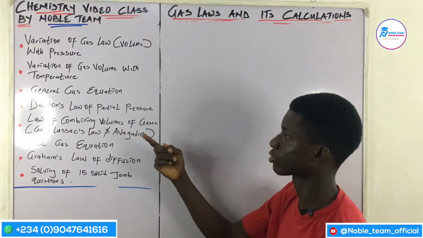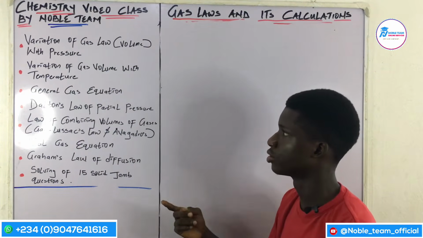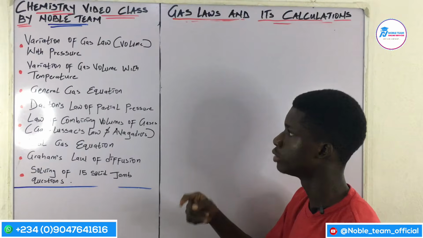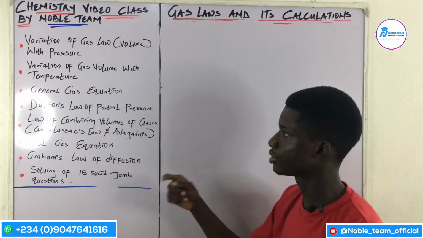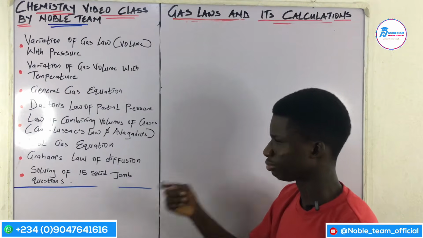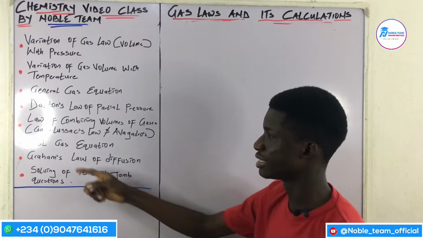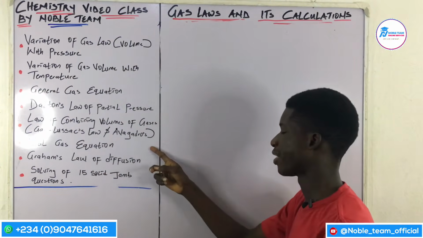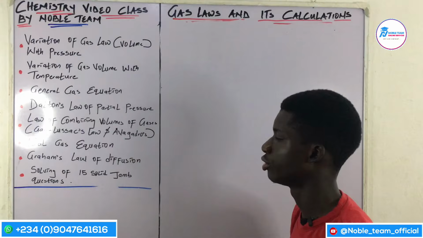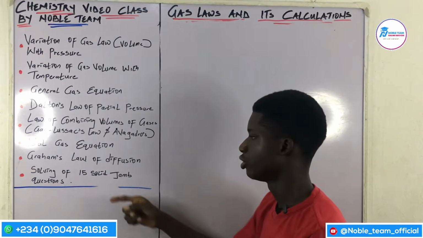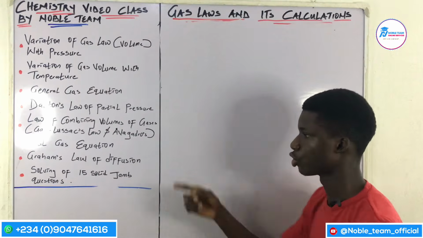This is the class content of what we will be looking at: variation of gas volume with pressure, variation of gas volume with temperature, general gas equation, Dalton's law of partial pressure, law of combining volumes of gases, which is Gay-Lussac's law, and Avogadro's law. Then we have the ideal gas equation, Graham's law of diffusion, solving 15 solid questions, JAMB past questions.